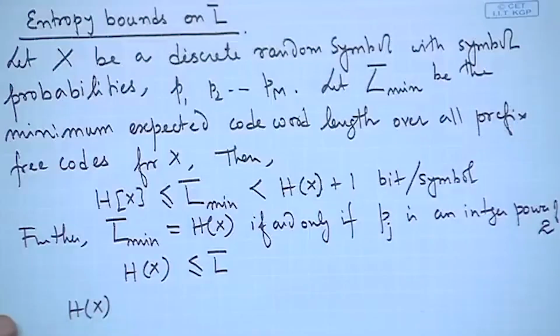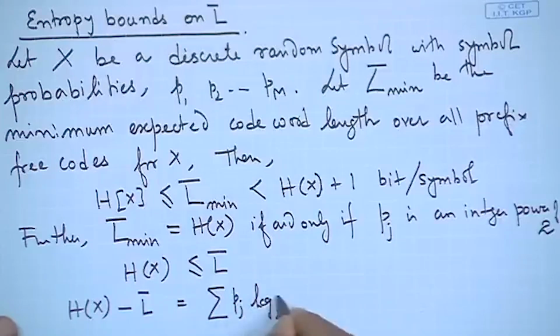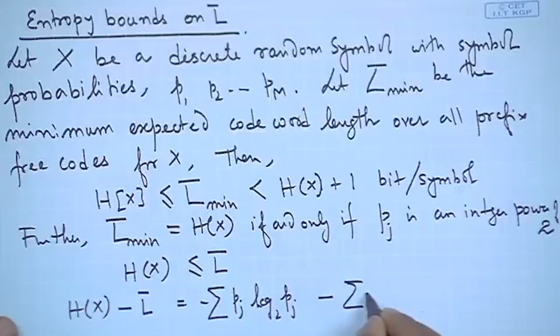Now, since L bar min is the minimum value of L bar, if H x is less than or equal to L bar, then of course H x is less than or equal to L bar min as well. So, what we will do is take H of x minus L bar. If we write this, H of x is minus summation of Pj log base 2 of Pj, and L bar is summation of Pj times Lj.